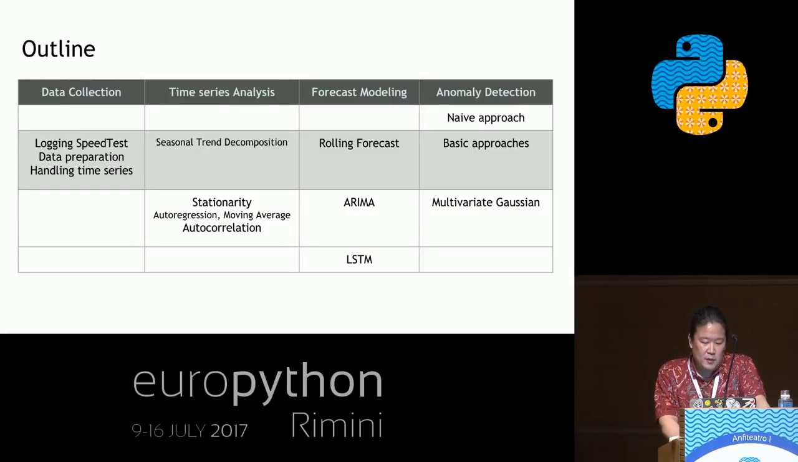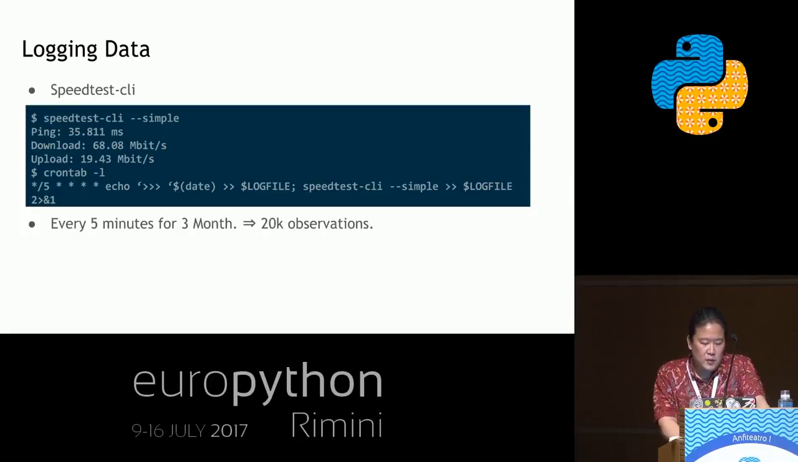The second round starts with the data collection. I use the speedtest CLI, which is a command line tool written in Python for internet speed testing. It simply gives you metrics: response time on the ping test, download speed, and upload speed. You can see the result. I ran the test using Crontab every 5 minutes, and I collected almost 20,000 observations over 3 months.